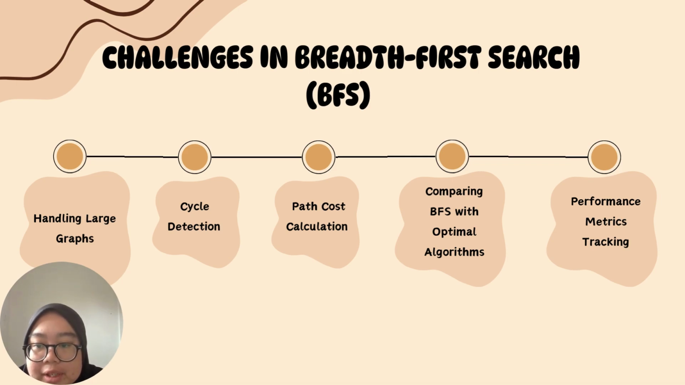Third, path cost calculation. Calculating the total cost of path in weighted graph is complex because BFS prioritizes breadth over cost. Fourth, comparing BFS with optimal algorithm. Verifying BFS result against optimal solution like Dijkstra's algorithm adds a layer of complexity in validation. Fifth, performance metric tracking. Measuring execution time, memory usage, and completeness during runtime while keeping the implementation efficient is non-trivial.